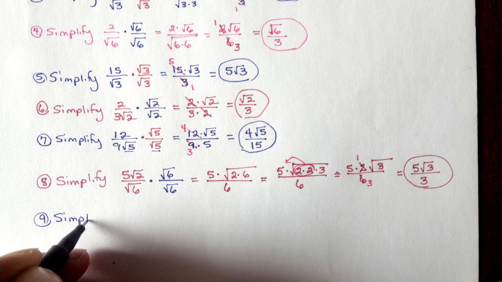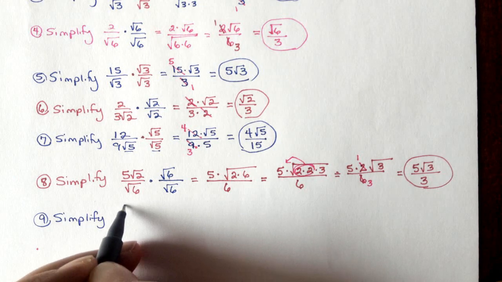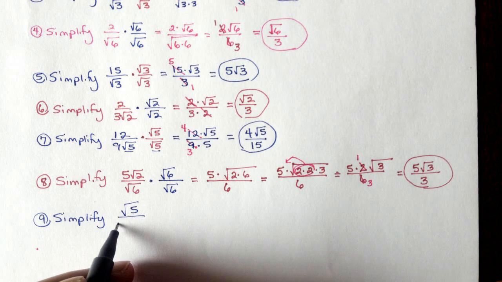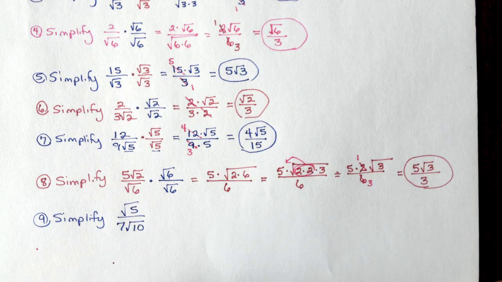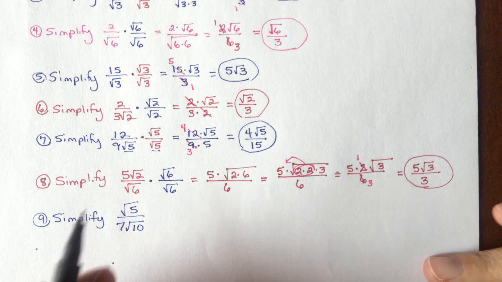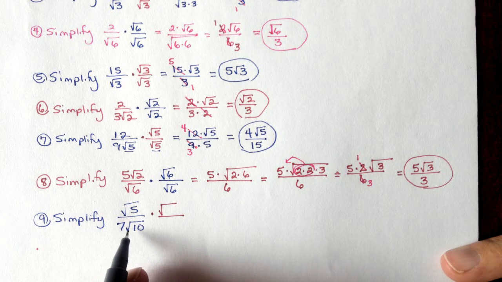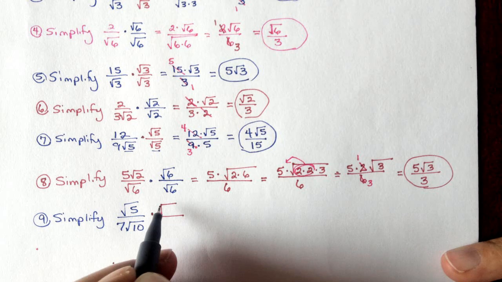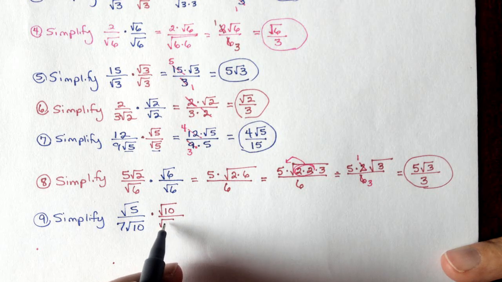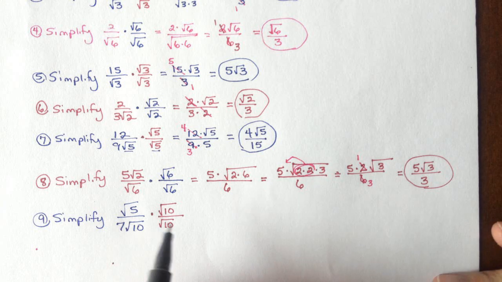Last example, simplify square root of 5 over 7 square root of 10. Okay, same procedure we've been using all along. Let's multiply by a form of 1. In the denominator, the radical 10 is the irrational part. So multiply numerator and denominator by radical 10.